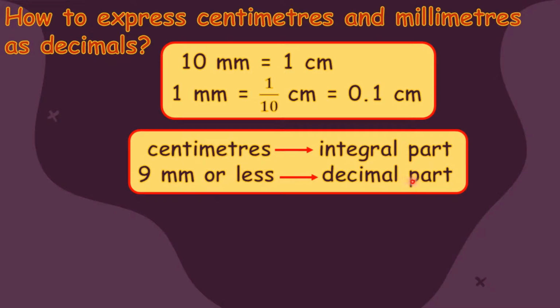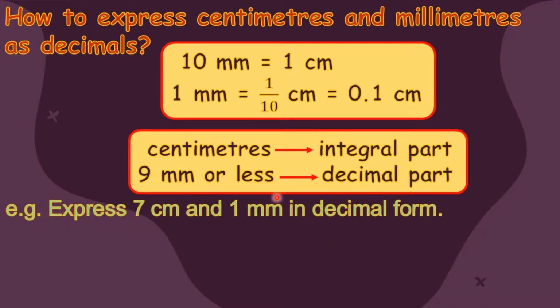Let us try one or two examples. Here the example is express 7 centimeter and 1 millimeter in decimal form. So we take 7 as the integral part of the decimal and 1 as the decimal part. Hence we write this as 7.1 centimeter.